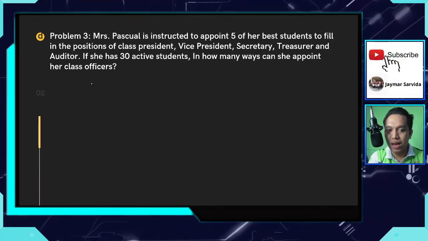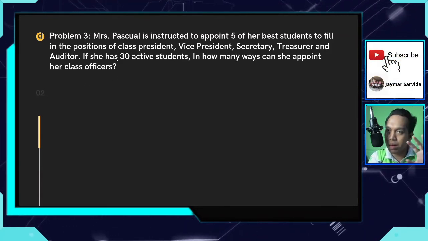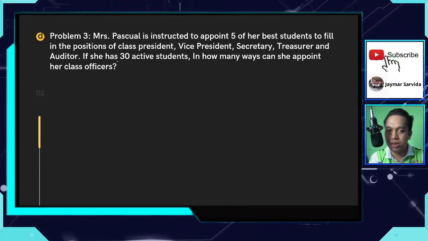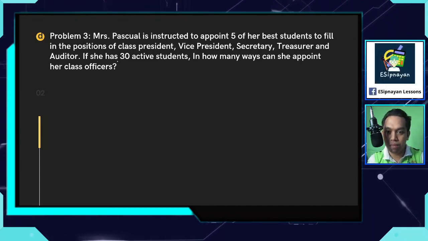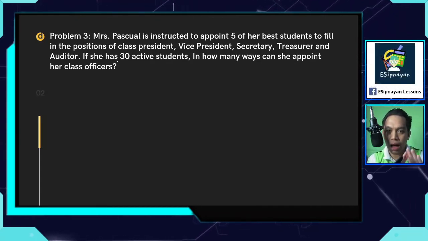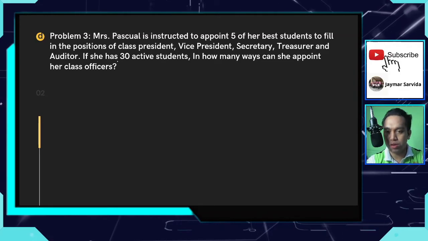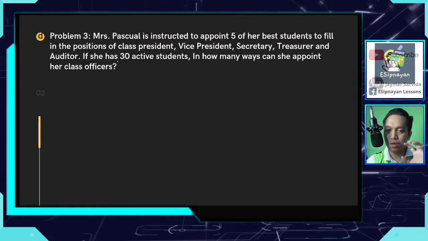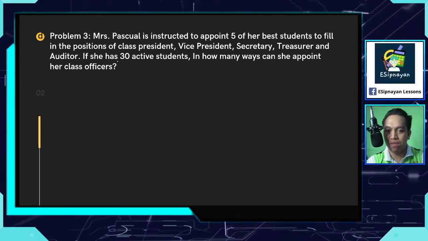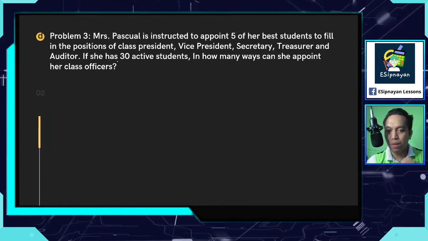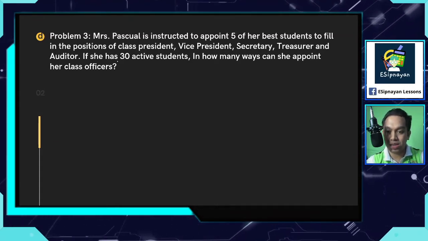Okay, dito class, ang ating gagamitin, since ito ay pipili ka ng class officers, ibig sabihin mayroong order. May order, the order, yung order dito ay important. So therefore, ang ating gagamitin dito is permutation. Okay, permutation. And ano ba yung tinatanong dito sa ating problem? Ano yung required or what is asked in the given problem? So the number of ways that can she appoint her class officers.